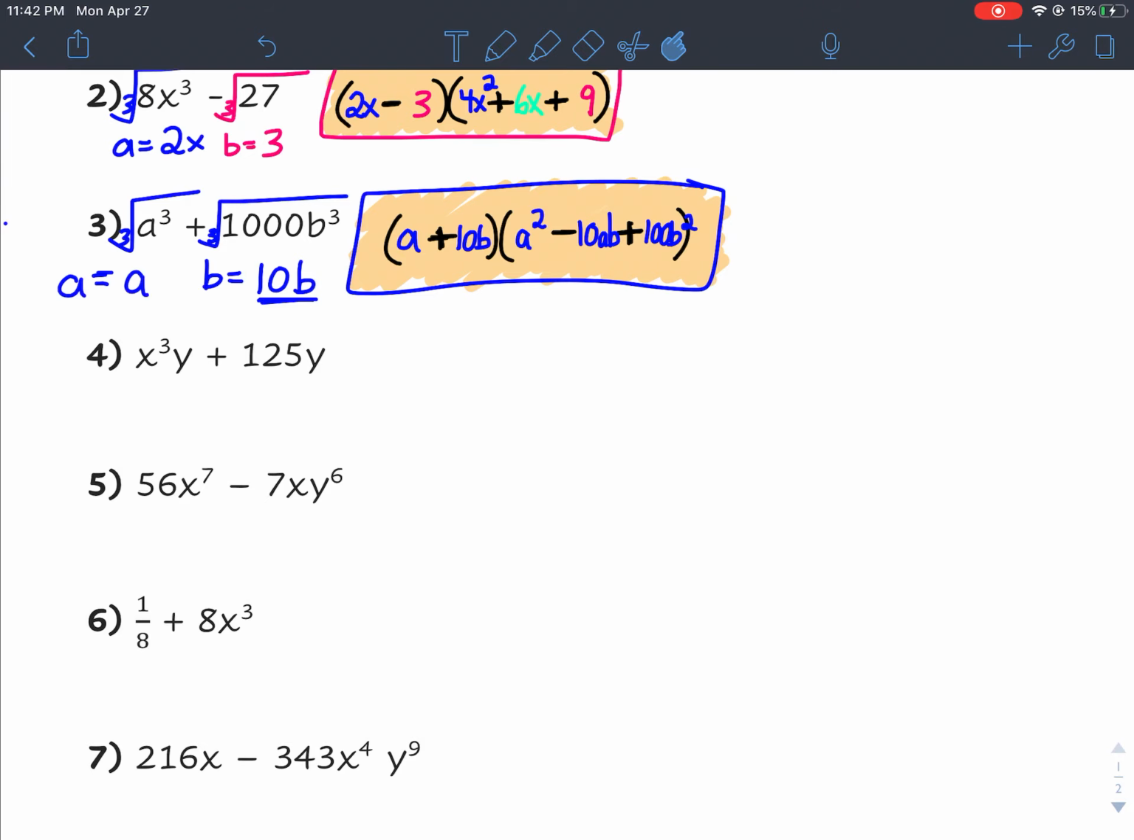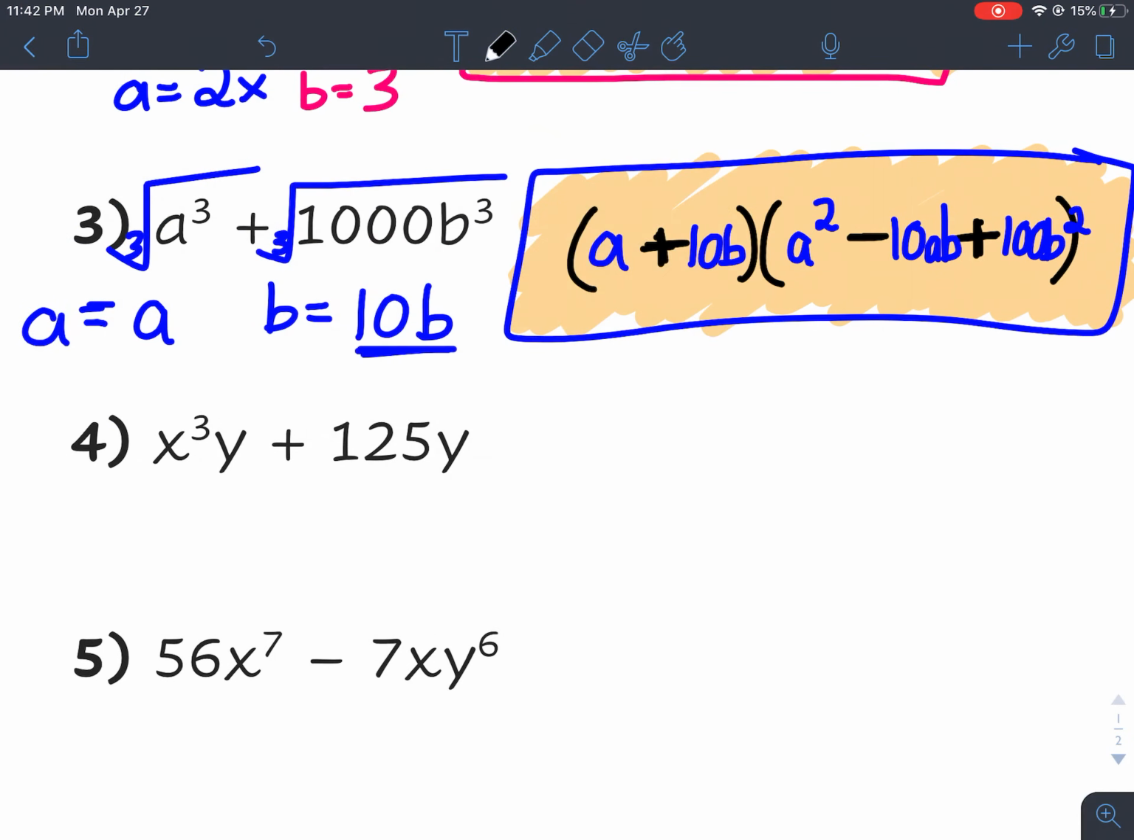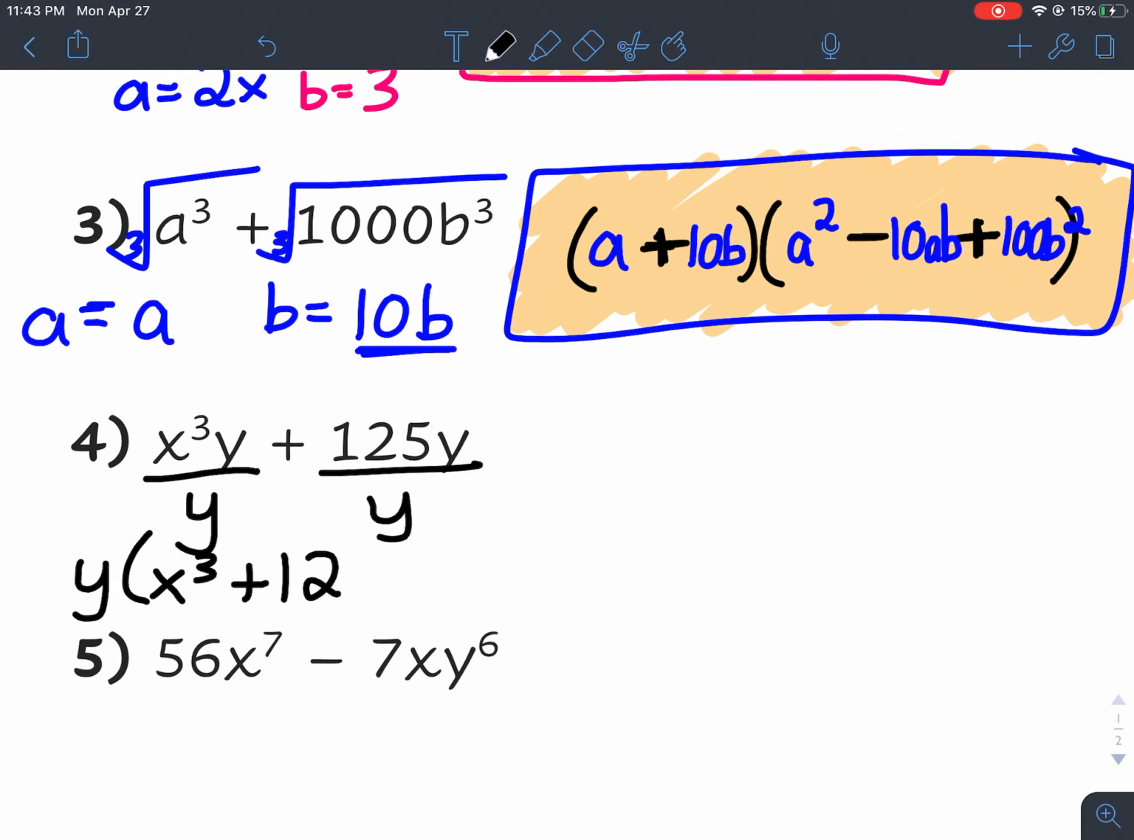So if we take a look here at number 4, it's just a little bit different because you'll notice there's a GCF. Just like all the other types of factoring, you always have to check for a GCF before you do anything. So what is the greatest common factor here? The only thing they have in common is y. So we're going to take out a y from each. When we divide each term by y, we get x to the third plus 125.